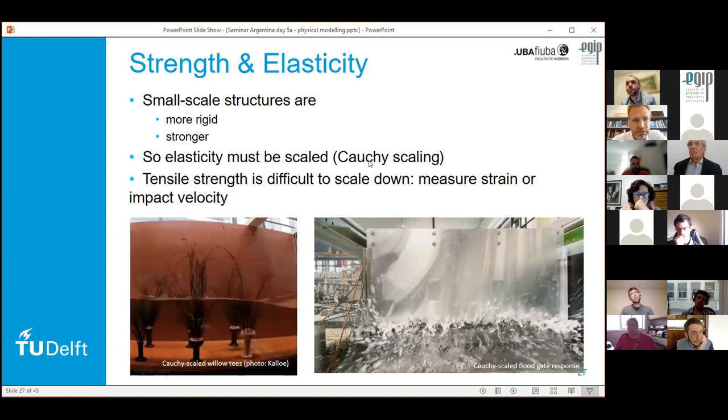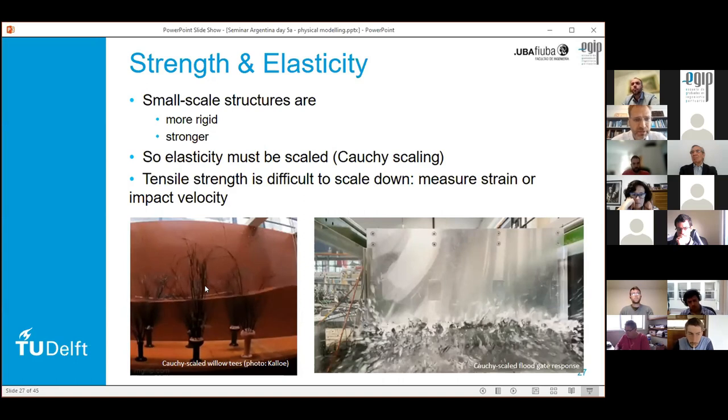And we know that from another dimensionless number, the Cauchy number: if we make something smaller, then the stresses become smaller, but the material stays the same. So the forces, the effective stresses, become less. So the things that we look at become more rigid, and they become more strong if we use the same materials. So actually the elasticity should be scaled if we want this bending to be correct. And here with the 3D printing, they selected a plastic that nicely scaled the rigidity of these branches.